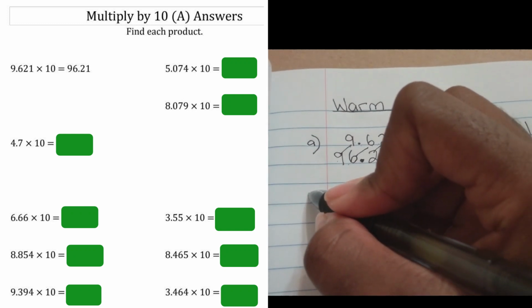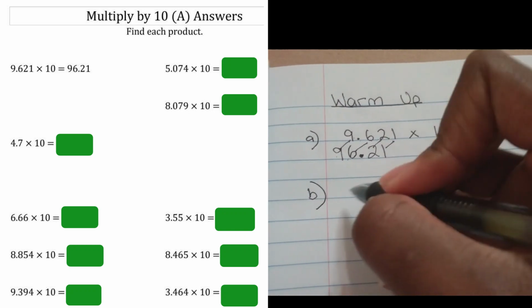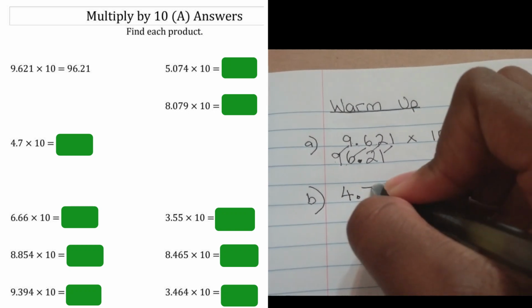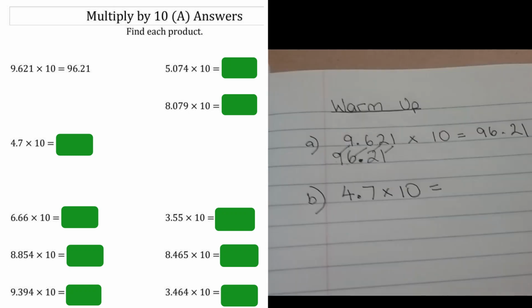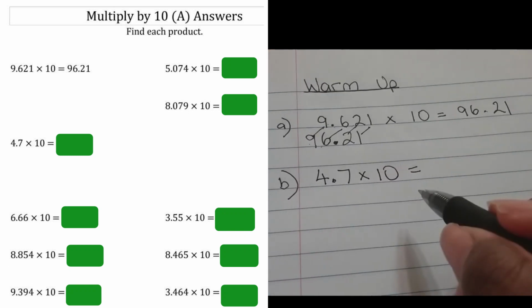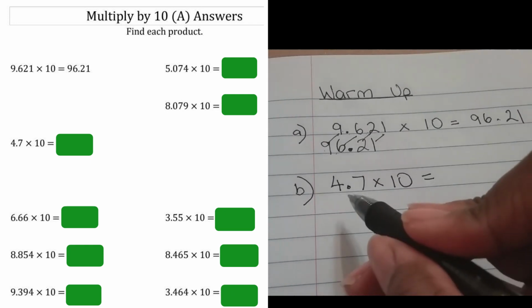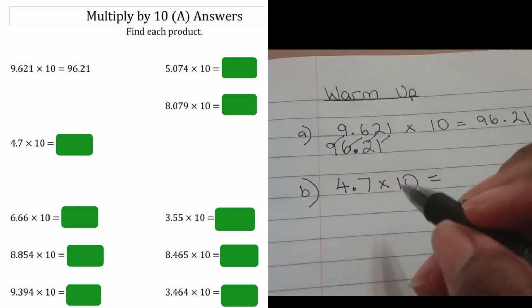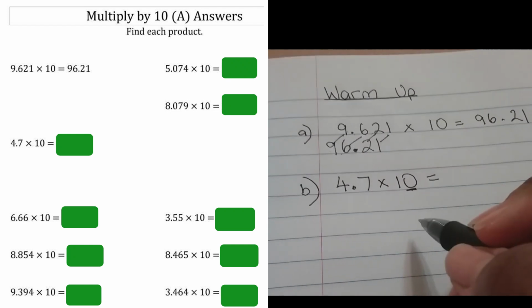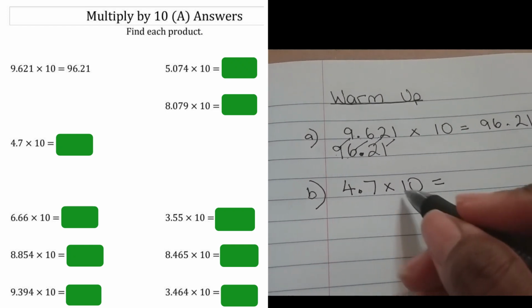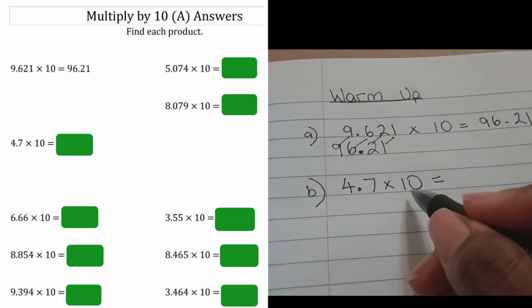Let's try that second question that you should be seeing on the left now. 4.7 times 10. Now, remember, when we're multiplying by 10, everything shifts over one place. A good way to remember why it shifts one place is because it has a 1 0 at the end, one placeholder. So everything moves one place because of that placeholder.